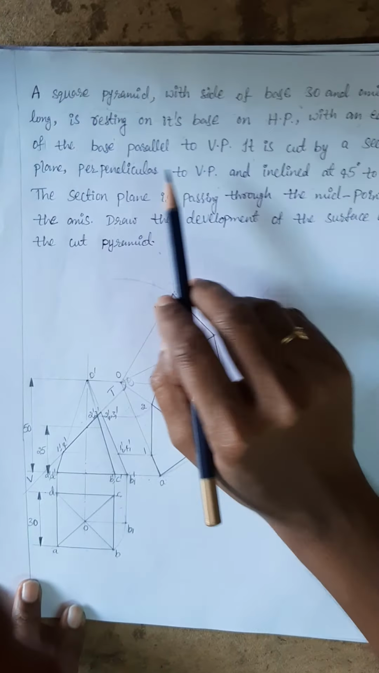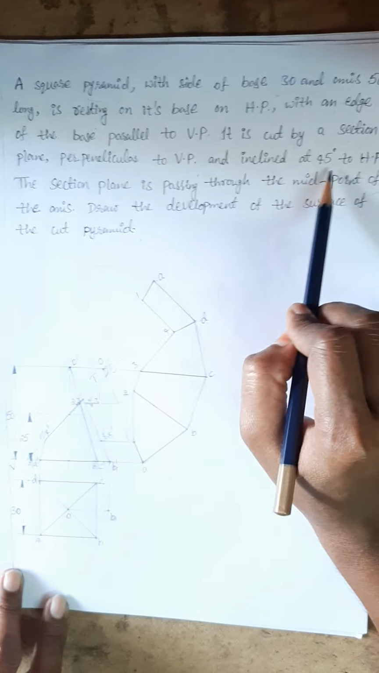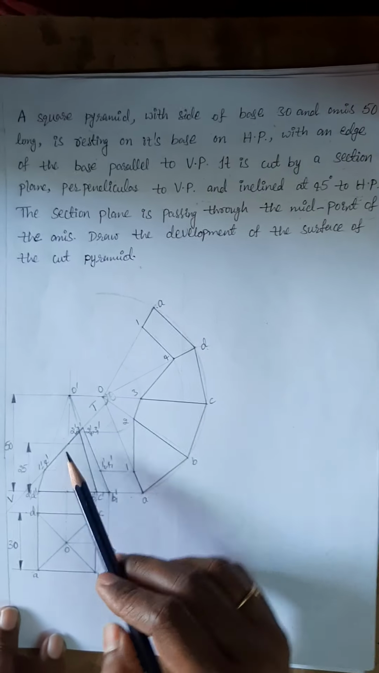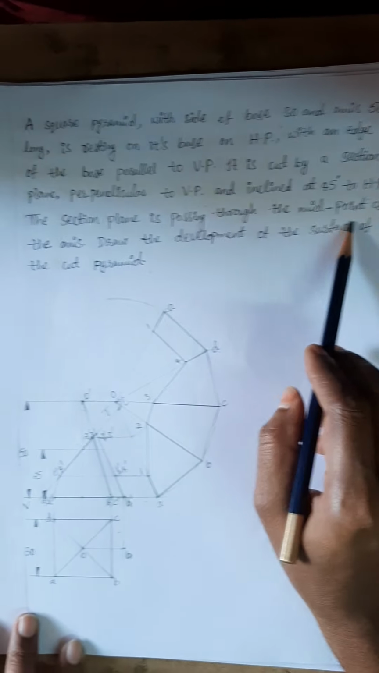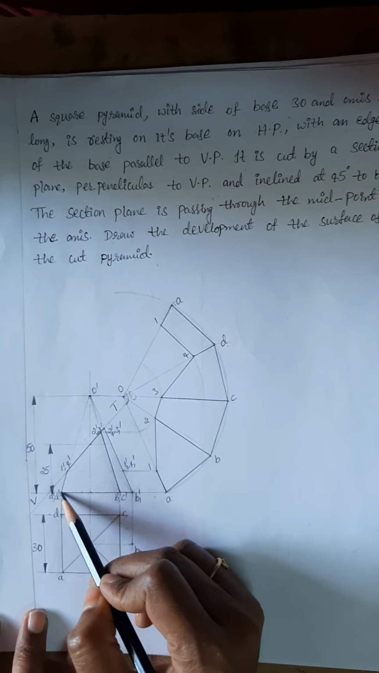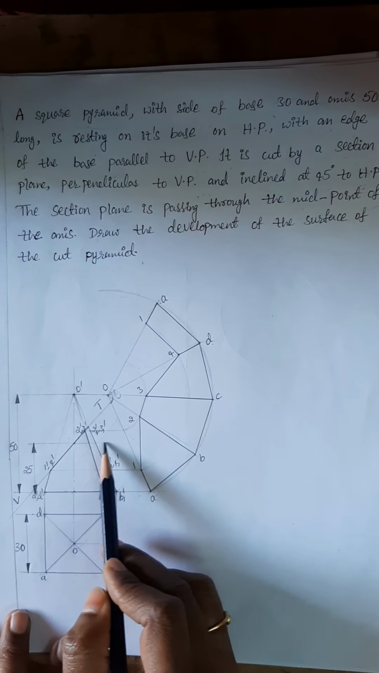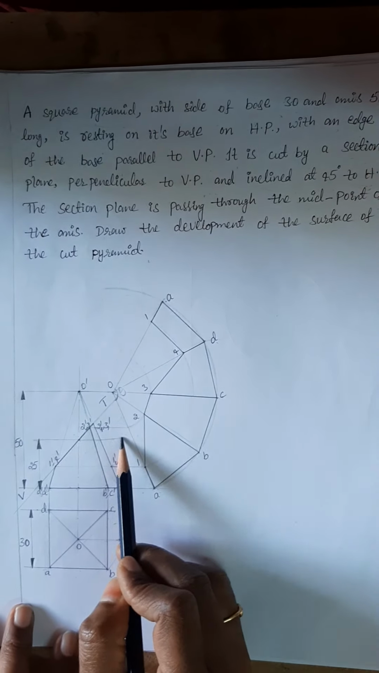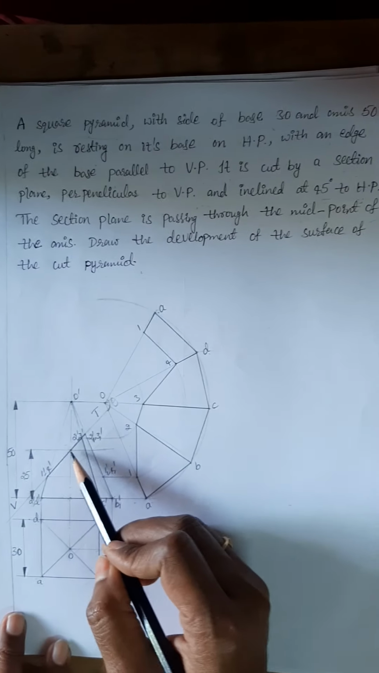Next, sectioning. It is cut by a section plane perpendicular to VP and inclined at 45 degrees to HP. So inclination of 45 degrees to HP means the section plane is passing through in the front view only, right? The section plane passes through the midpoint of the axis. The axis is 50 mm, so the midpoint is 25 from the base or 25 from the apex point, right? Then mark the middle point of this triangle, right? This is 25, right? Then inclination 45 degrees, right?